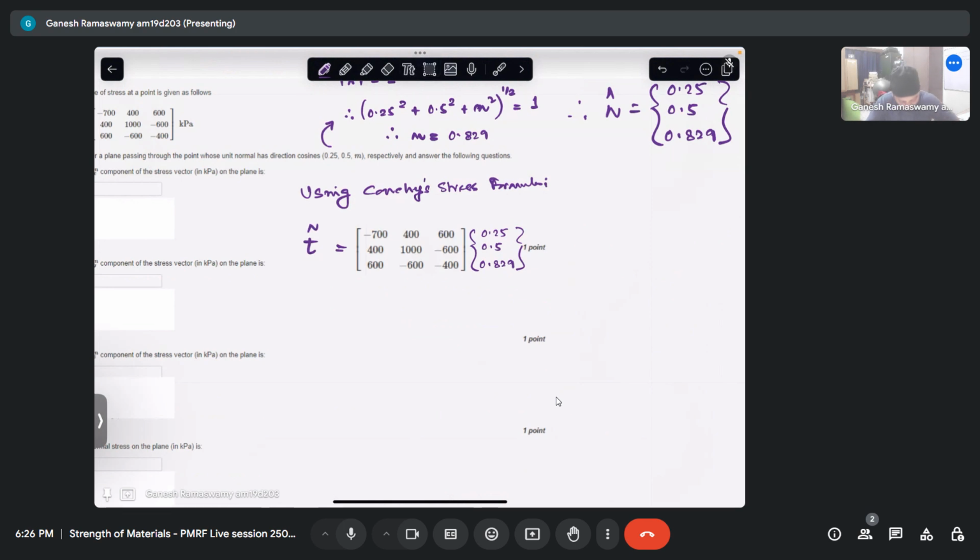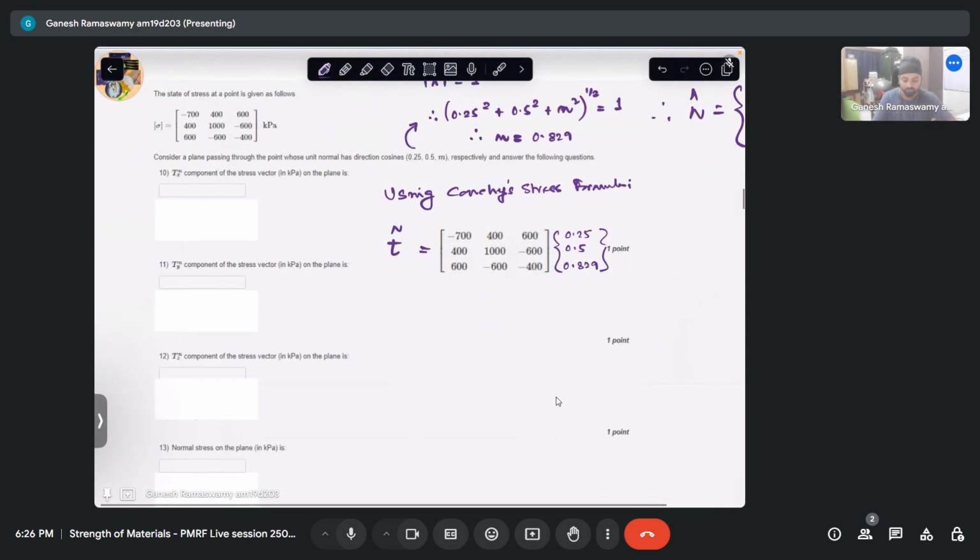So this will give us a 3 by 3 vector, and the x component, y component, z component are what are asked. So I will leave it to the users to do this matrix multiplication themselves. I will simply write the answers. So minus 700, 400, 600, 400,000, minus 600, and then this is 600, minus 600, and minus 400.